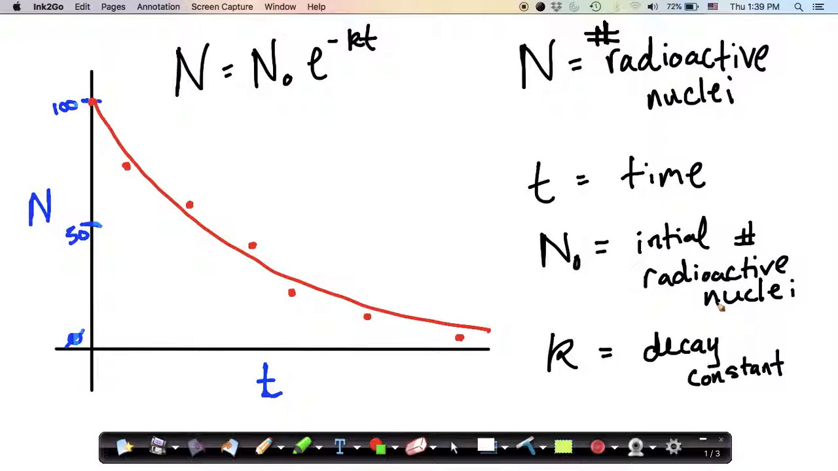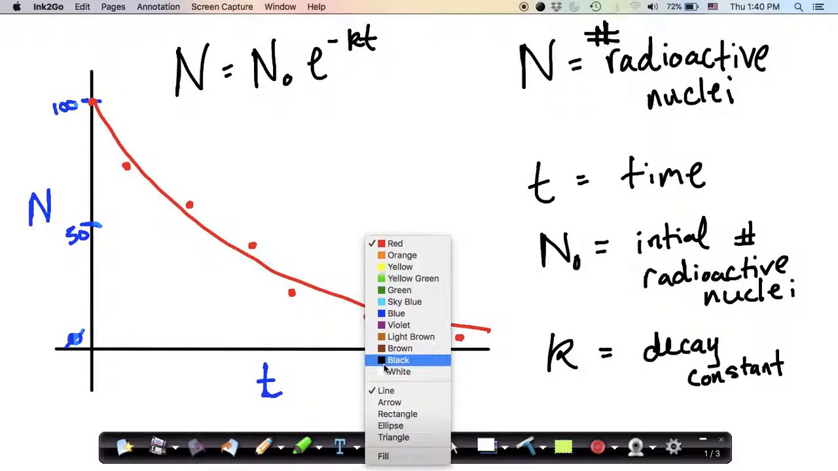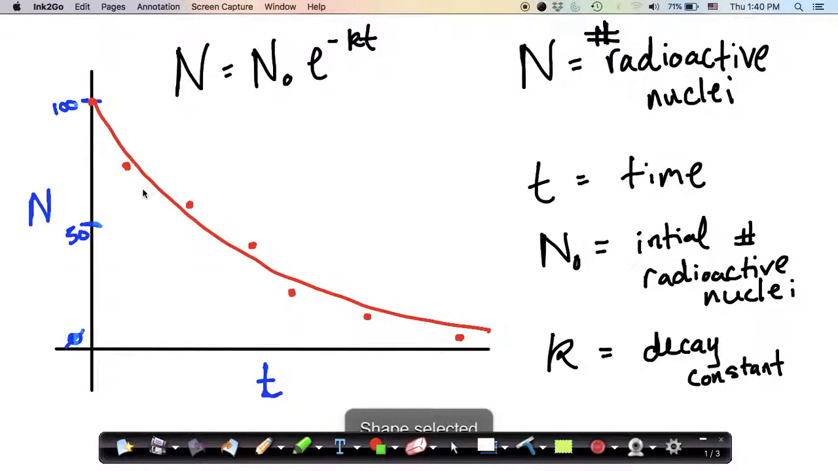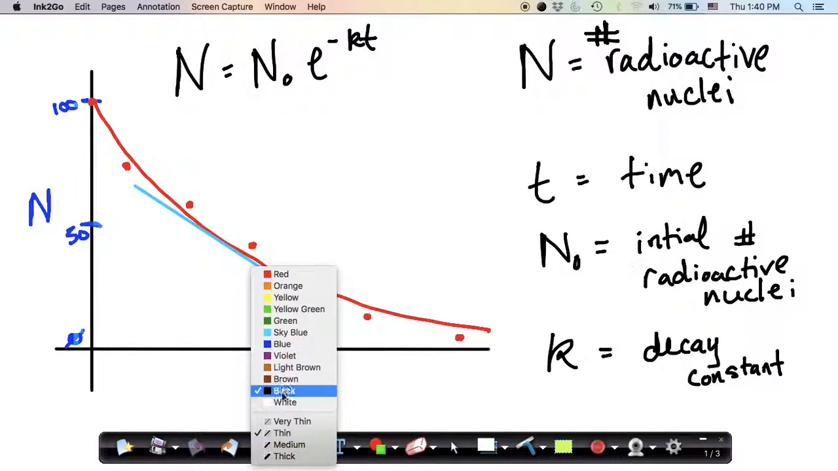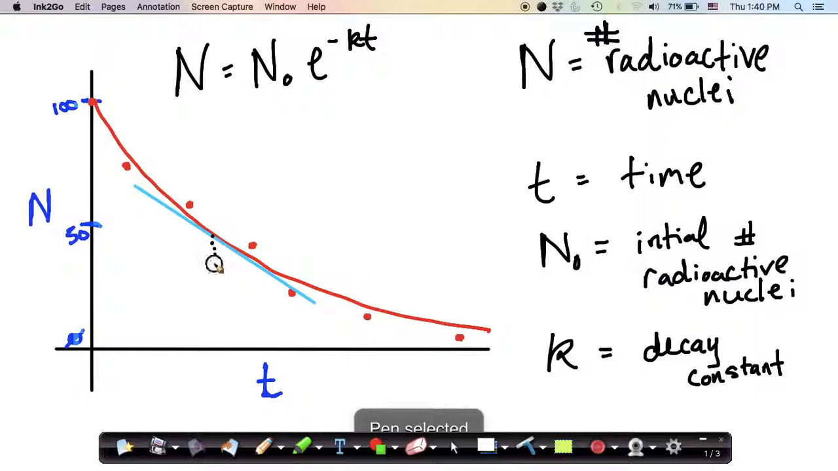Speaking of rates of decay, if we look at this plot of N versus T, if we were to be interested in the rate of decay at a time t, all we have to do is draw a line tangent to the decay curve. So let's use a different color here and draw a line tangent to our decay curve like that. If we find the slope of this line, tangent to the curve at some time t, we would be able to find the rate of the nuclear decay at that particular time.